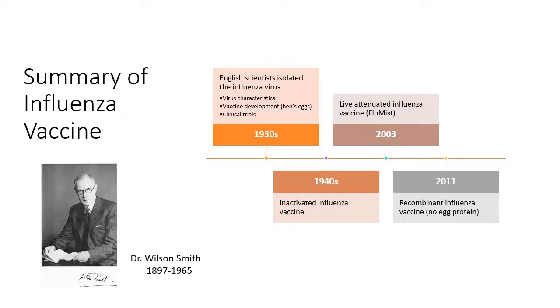In the 1930s, a group of English scientists led by Dr. Wilson Smith first isolated the flu virus. This enabled them to describe the features of the virus, develop the vaccine using hen's eggs, and to successfully conduct clinical trials. In the 1940s, the inactivated influenza vaccine became widely available. By 2003, the live attenuated flu vaccine was approved. In 2011, the recombinant influenza vaccine, which uses no egg, came into use.